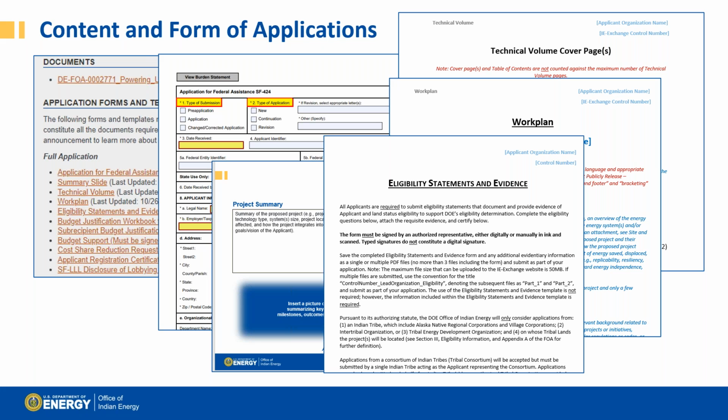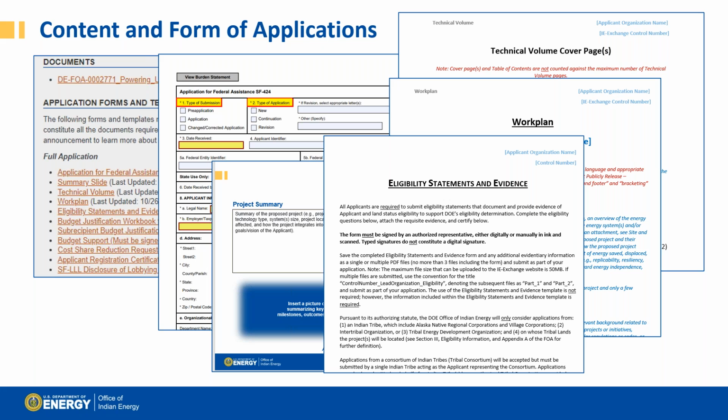The third document is the technical volume, and you can see that it's just peeking out on the right-hand side. It is a key submission document that describes the proposed project and addresses the merit review criteria. The technical volume must not exceed 15 pages, excluding the cover page and table of contents, as DOE will only review the first 15 pages. You can see the technical volume template that we provided for you on iExchange for instructions and format.